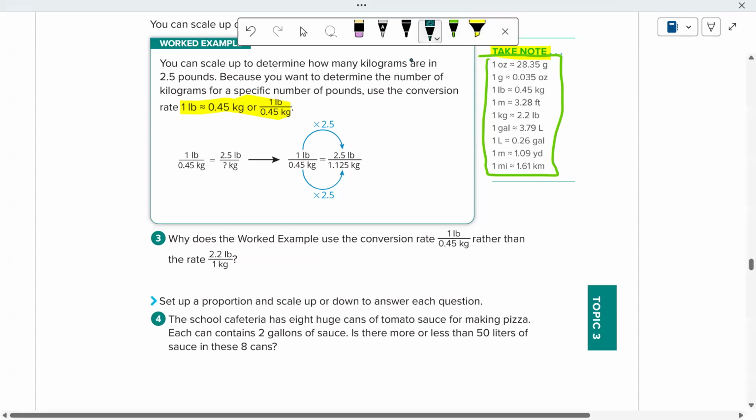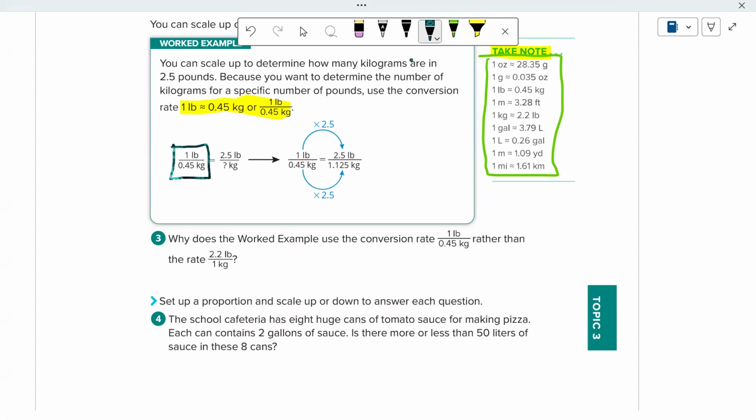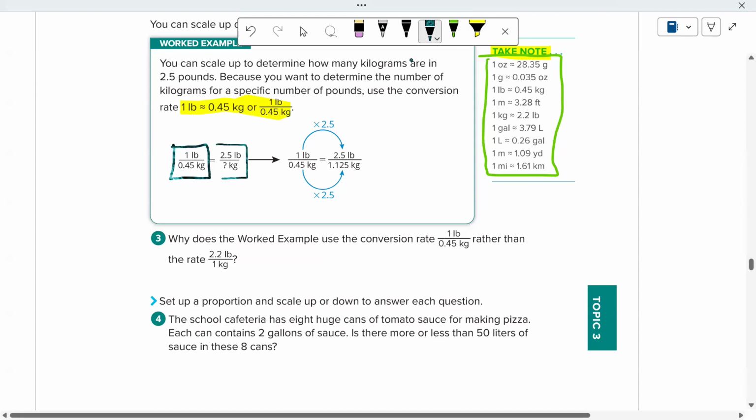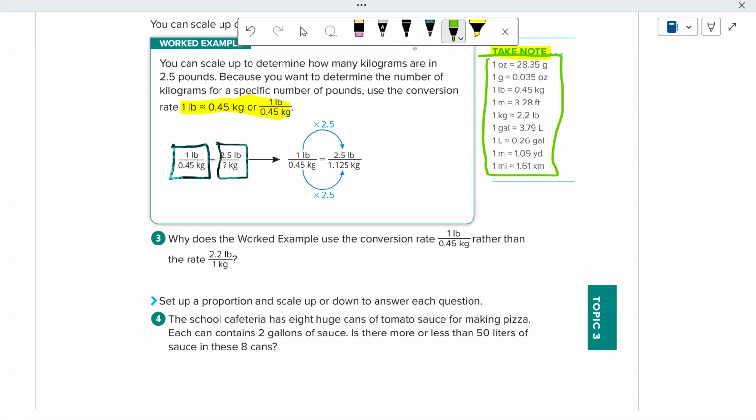So let's just look at the math, see what they did. They said 1 pound over 0.45 kilograms is equal to 2.5 pounds over so many kilograms. So they're trying to convert it. They're saying 1 pound is 0.45, and I want to know how much is 2.5. That's what you're after. I want to figure out how much is 2.5 pounds. So you could set it up as a proportion. Yes, you could cross multiply and then divide. That is perfectly fine. You can do it as a ratio.